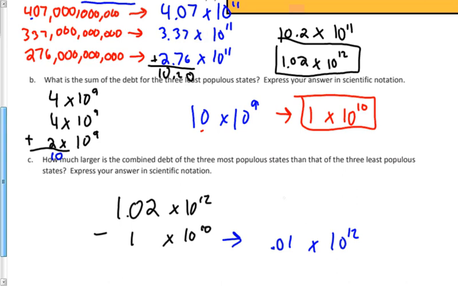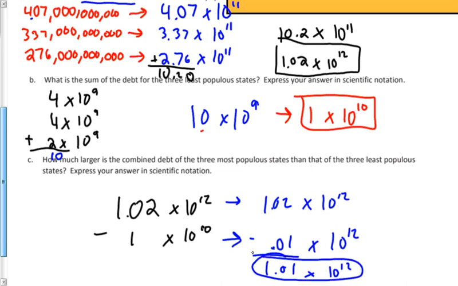But we want times 10 to the 12th, and that's okay if it's not proper scientific notation for the sake of subtracting. So we would have, this stays the same, it's 1.02 times 10 to the 12th power. Now we can subtract. So I get a 1, I get a 0, 1.01, and I can keep the power of 10 as 10 to the 12th power. And that is proper scientific notation. So it's a little bit tricky when we have to change it, but that's the big difference here.